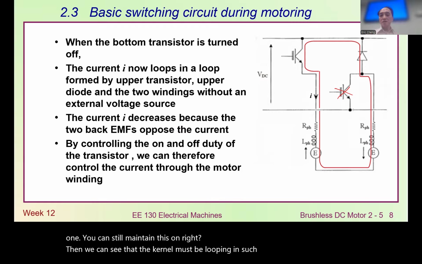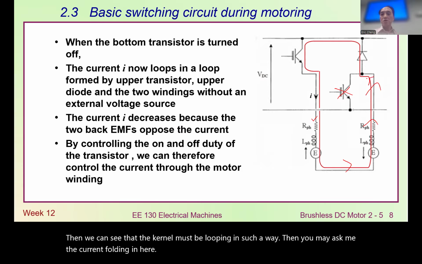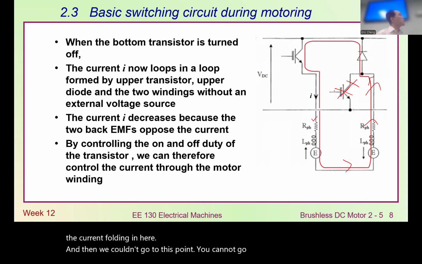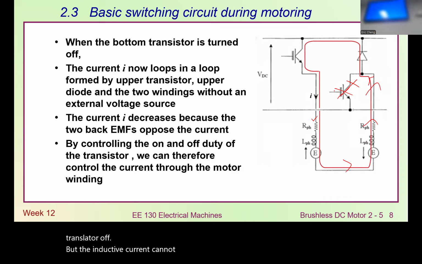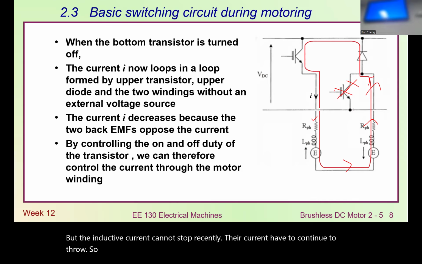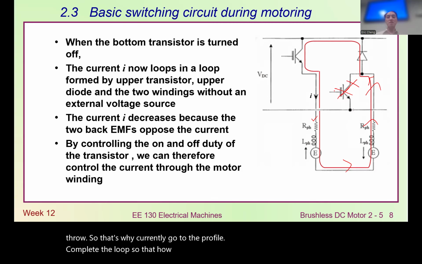Then we can see that the current must be looping in such a way. Then you will ask me, the current is flowing in here, and when current goes to this point, you cannot go down here because the transistor is already turned off. But the inductive current cannot stop instantly. The current has to continue to flow. So that's why the current will go to the top diode and complete the loop. So now the current will be looping in such a way.